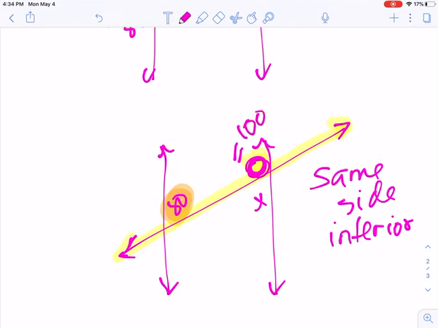Now that I know that that is 100, do you see that I can easily find that this one will be 80 degrees because these two will add up to 180. So my x again is 80 degrees. I've done these 5 different ways, and I hope that you will find one of the ways that I did it to make sense to you.